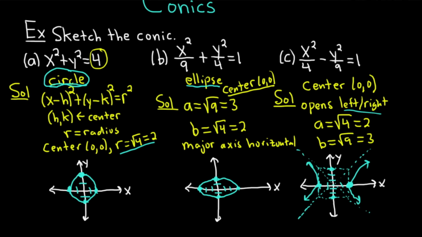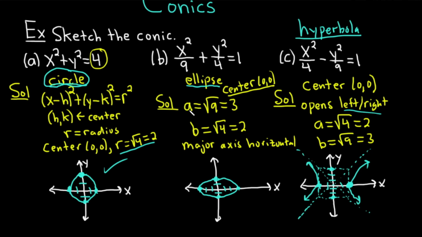Hopefully this has been helpful to you. Let me just briefly review everything one more time. So we're trying to sketch some conics. We've got 3 different conics. We've got a circle, an ellipse, and this is a hyperbola. The first example was really easy. It's a circle, center 0, 0. R is the square root of 4, which is 2. So you just go up, down, left, and right by 2 from the center. So that one is pretty easy for most people.